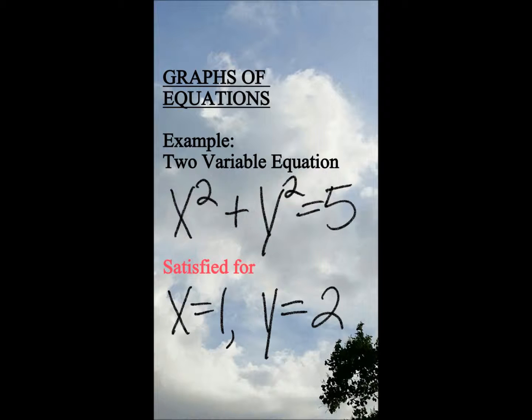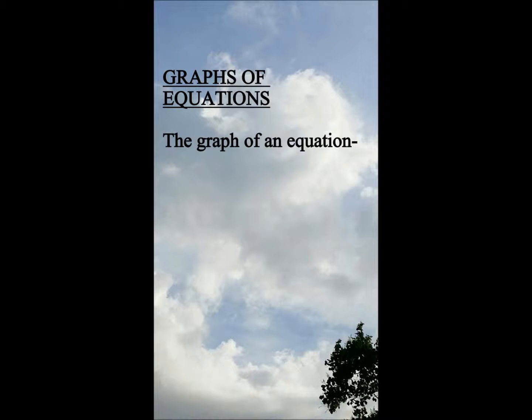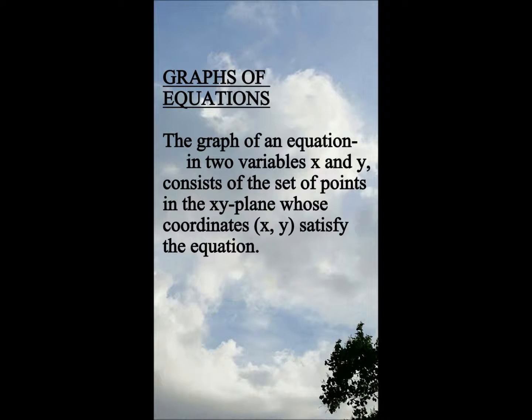Here we'll use the example x squared plus y squared equals 5. It is satisfied for x equals 1 and y equals 2. We'll plug in: 1 squared plus 2 squared equals 5. The graph of an equation in two variables x and y consists of a set of points in the xy plane whose coordinates x and y satisfy the equation.